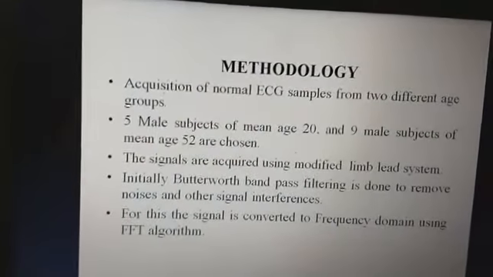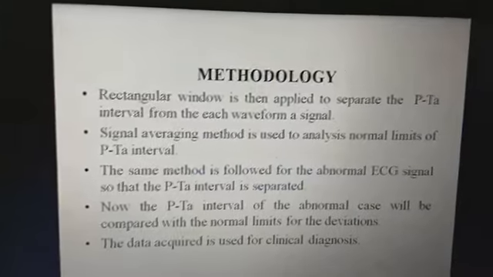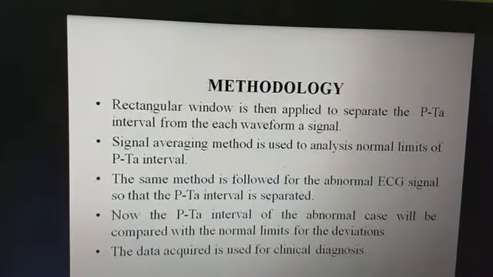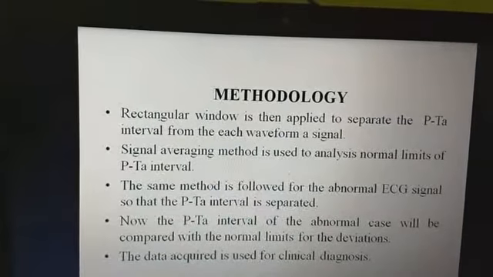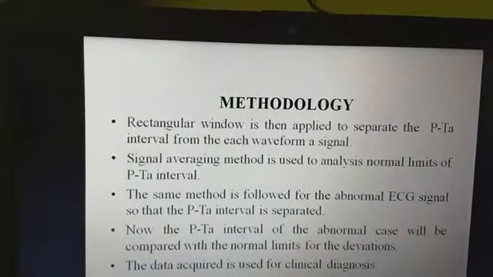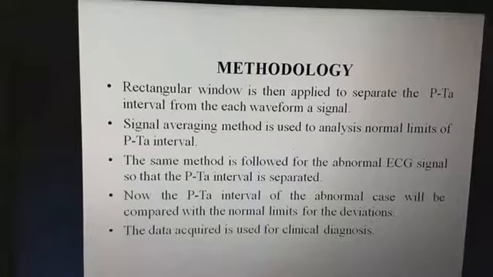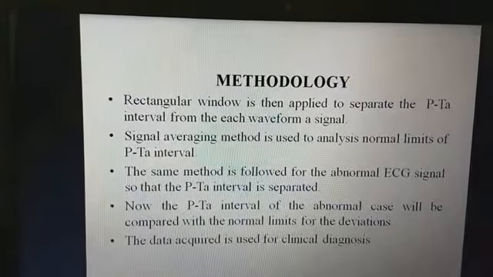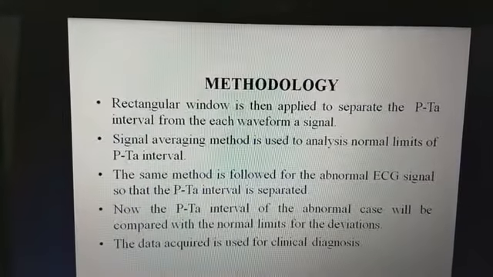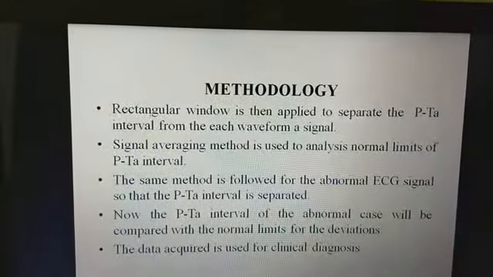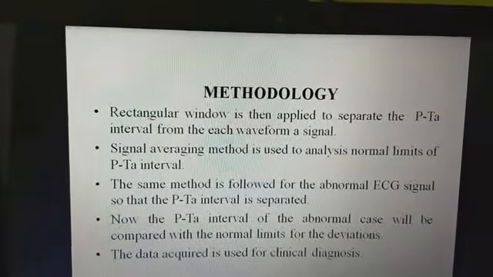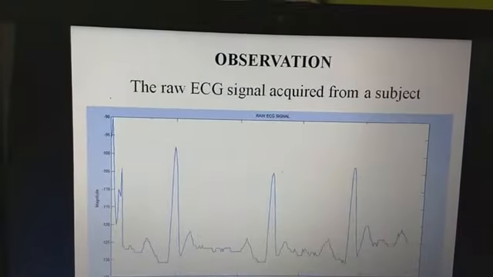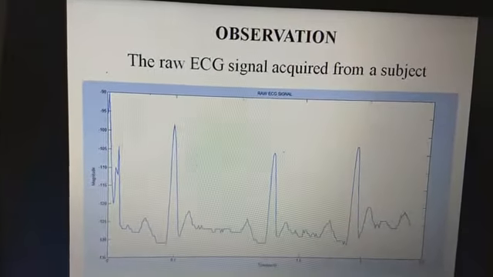Then a windowing technique will be used to separate the beta interval, and then averaging will be done for the average signals. Initially, the signal is converted to the frequency domain by using the FFT algorithm. A rectangular window approach is used to separate the beta interval from the normal limits. Then signal averaging will be used to analyze the beta interval. The same flow will be used for the abnormal ECGs.